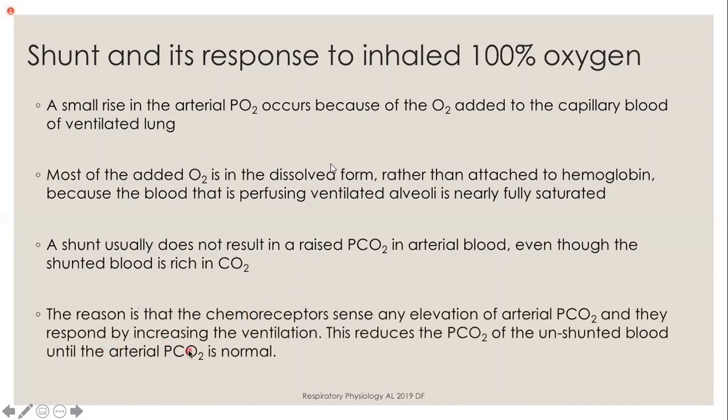Okay, the reason is that the chemoreceptors sense any elevation of arterial PCO2 and they respond by increasing ventilation. This reduces PCO2 of the unshunted blood until the arterial PCO2 is normal. Okay, so that is the response of a right to left cardiovascular shunt to 100% inhaled or high concentration inhaled oxygen.